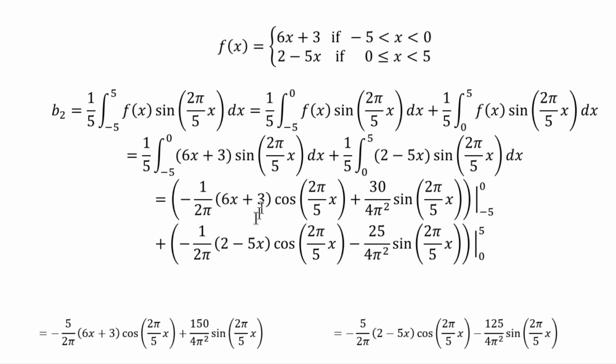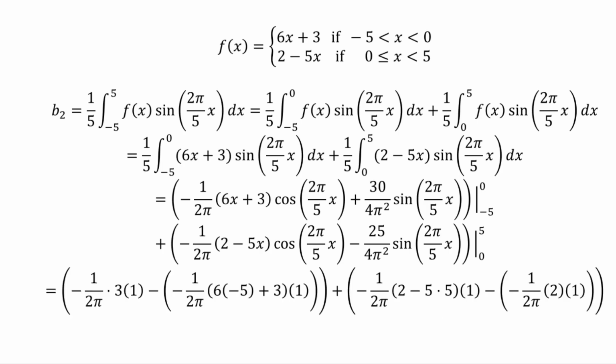But also, these numbers change, too. So what happens is that when you plug in 0, it's just 3. And then cosine gives you 1. And then when you plug in negative 5, it's 6 times negative 5 plus 3, and then cosine gives you 1. And then the same thing can be done for the second part. When you plug in 5, it's cosine 2 pi, which is 1. But when you plug in 5 here, it's 2 minus 5 times 5, or negative 23 here, okay? And then you just have 2 and then 1. So you do this calculation, and finally simplify, you get negative 5 over 2 pi. So those two numbers are the answers.